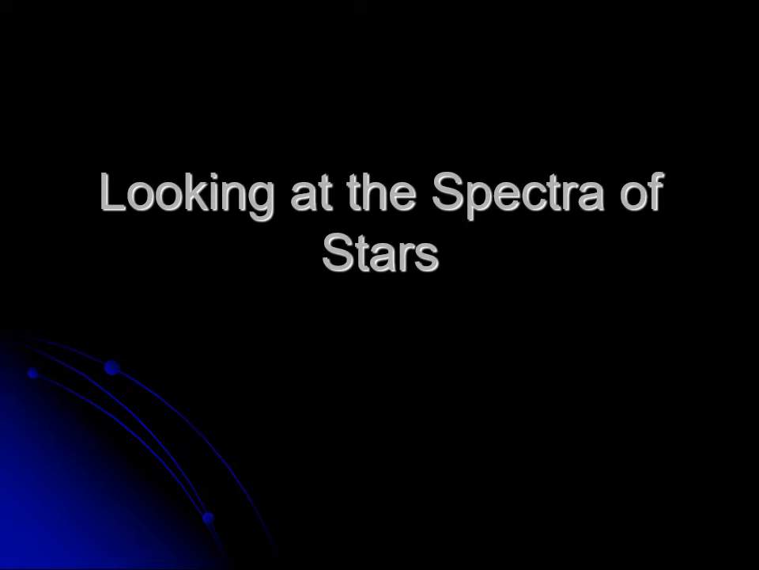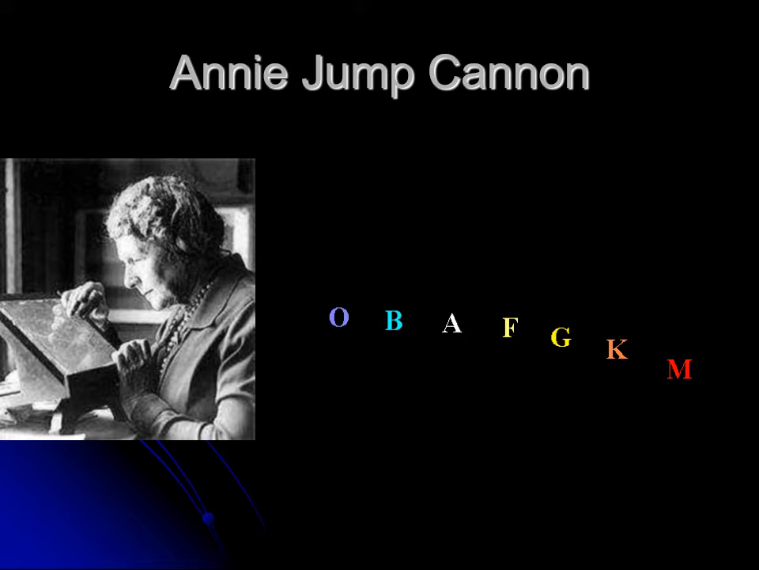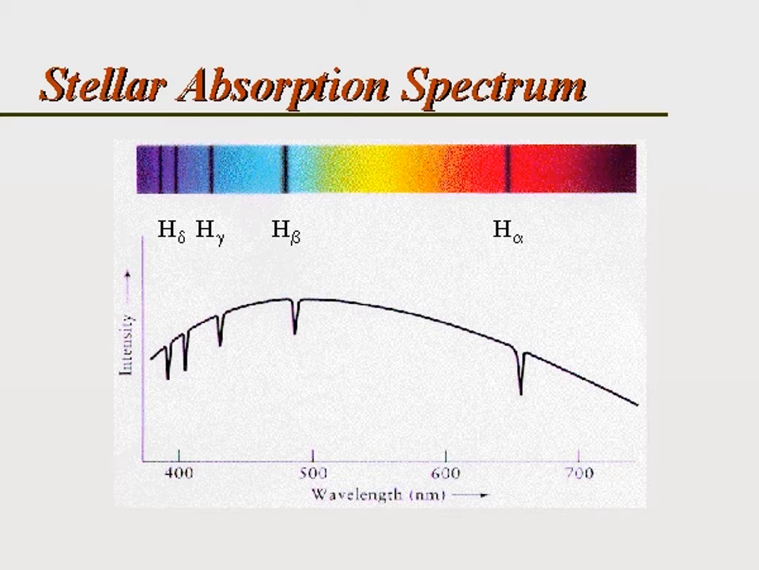So when you're looking at the spectrum of stars, remember the spectral types O, B, A, F, G, K, and M, and that is going from the hottest to the coolest. So this is hotter that way, cooler that way. The way you tell the spectral types is by looking at the particular spectral lines.